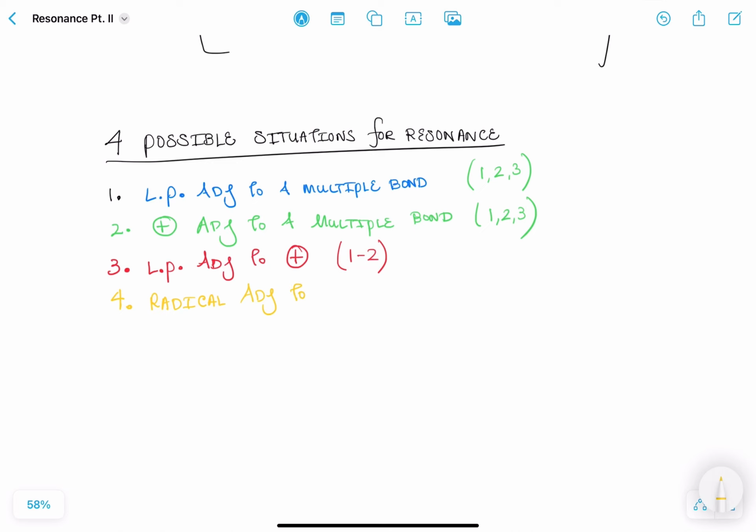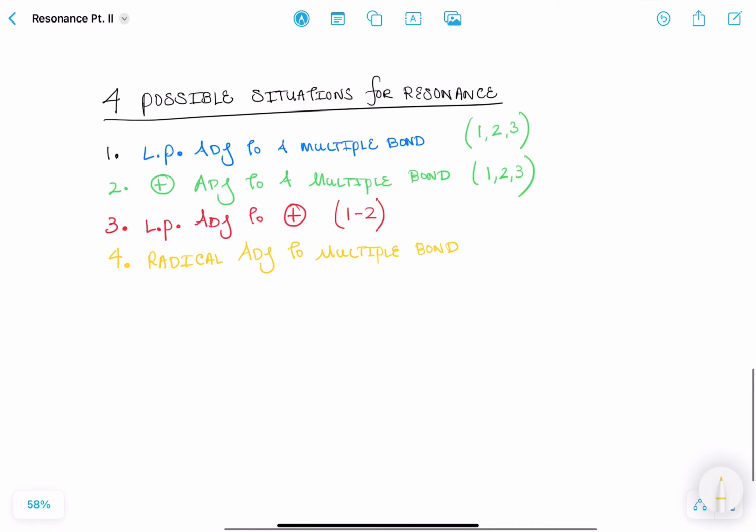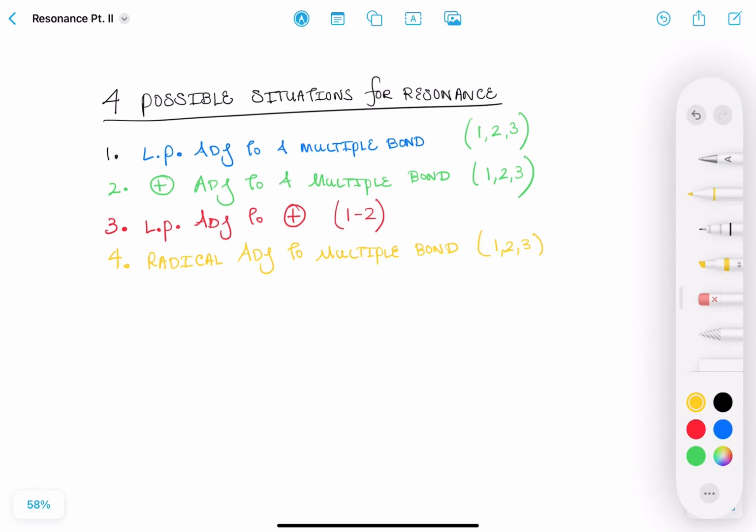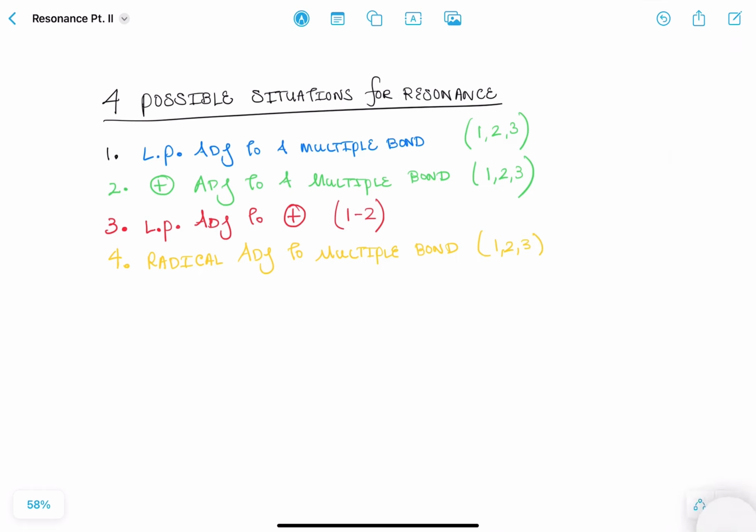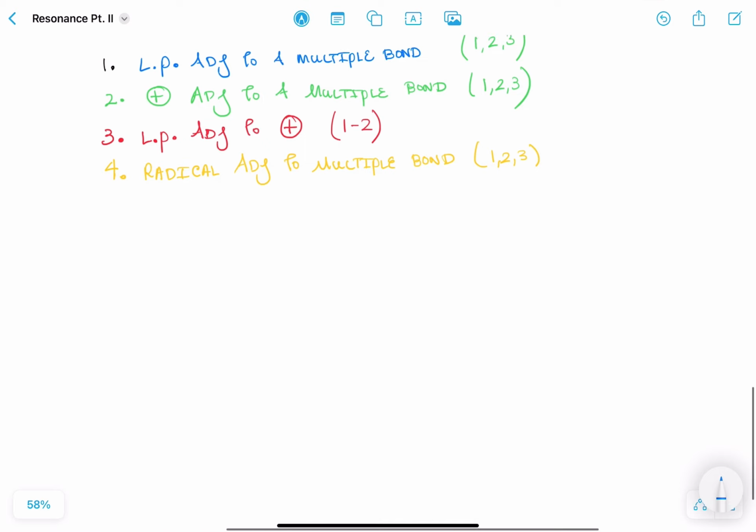adjacent to a multiple bond. All right, now let's give an example of this. This would actually be very similar to the first example, but I'll go ahead and make it a separate example just to show you guys. So let's go over number 1.